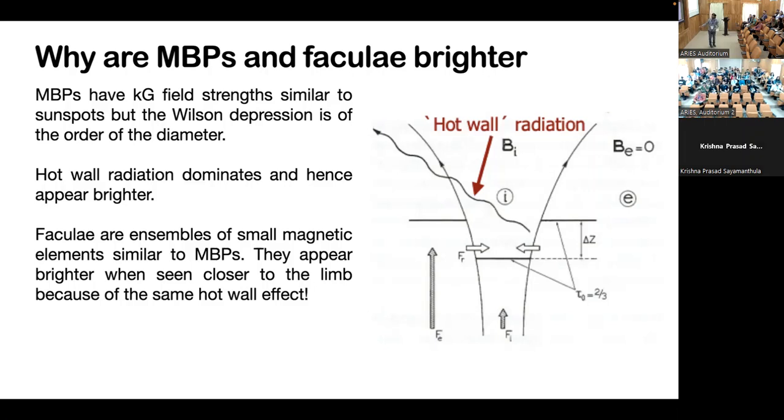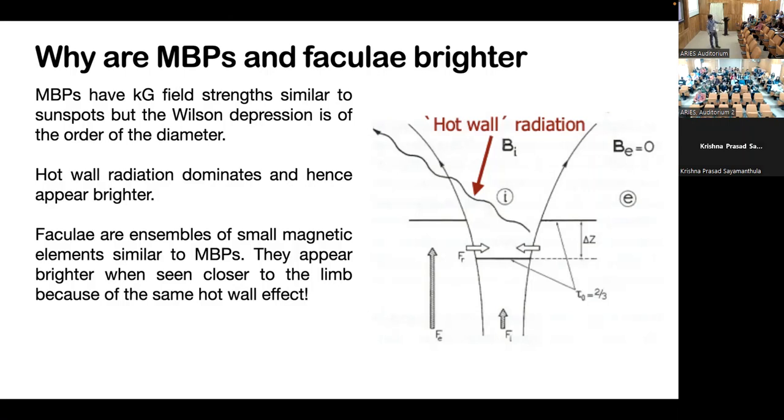Once it is slightly lowered, you start seeing deeper. Once you start seeing deeper, you are seeing hotter layers, because from the surface, if you go towards the interior, you are seeing hotter layers, right? This hot wall radiation, the radiation coming from this wall when you are seeing at an angle, is what you see. So that's why they are brighter.